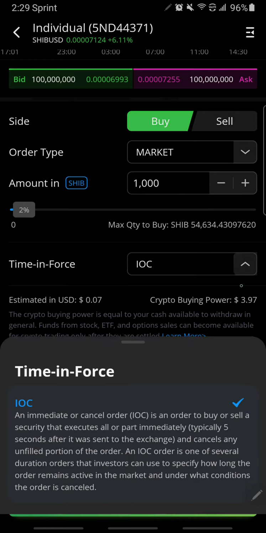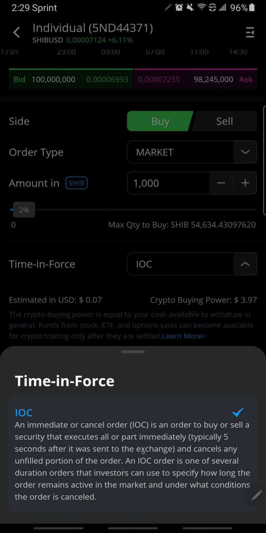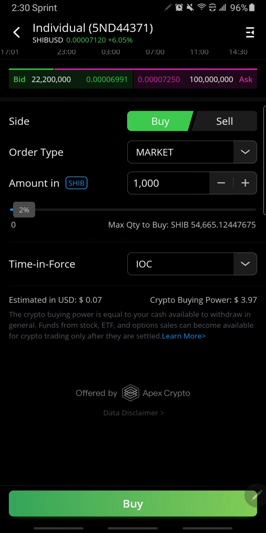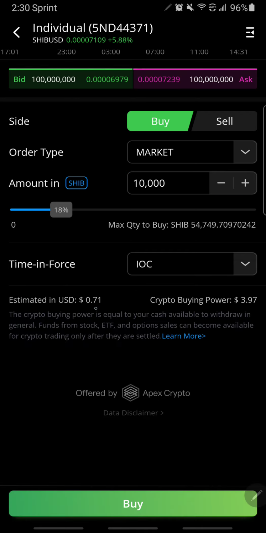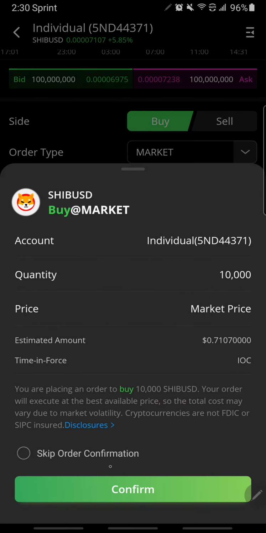So time in force is an immediate or cancel order. Immediate meaning we want it now, or cancel order meaning whenever I cancel it. Okay, IOC. So this right now is telling me that it's going to cost me 7 cents, folks. Okay, so I can definitely go and add this much on here. So now it's going to cost me 71 cents to own 10,000 units of Shibu on here. So let's go ahead and do that right now.